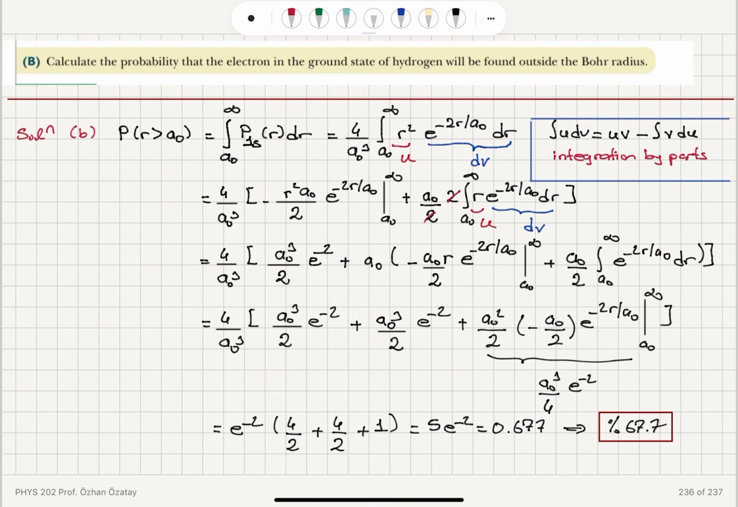What is the probability of having the electron in the ground state of hydrogen to be found outside the Bohr radius? Well, for that I have to integrate between a0 and infinity the radial probability density function. So that means I have this integral from a0 to infinity of 4 over a0 cube r squared e to the minus 2r over a0 dr. By using integration by parts twice in this integral calculation, I get 0.677, 5 times e to minus 2 as the answer. That is 67.7% probability of being outside the Bohr radius.